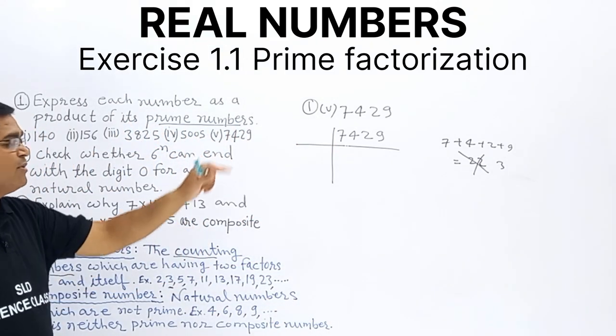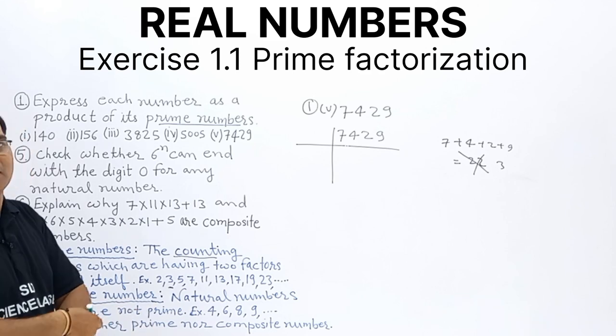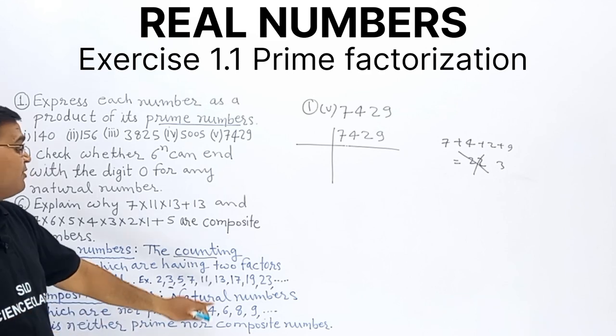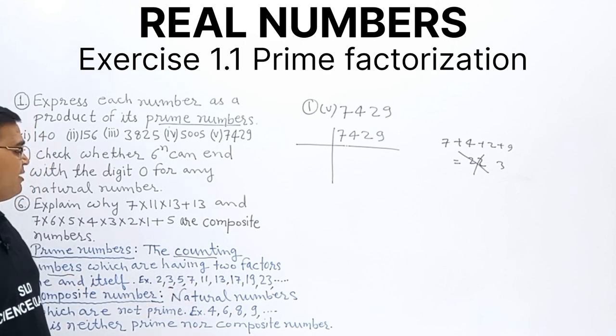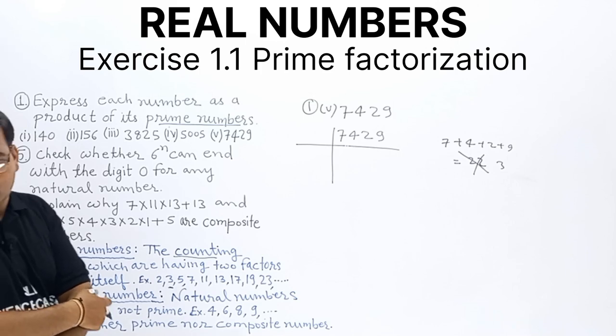Can we divide this number by 5? No. I can easily say that if the unit place is 0 or 5, then we can divide by 5, so we cannot use 5 there. Now the next prime number is 7.